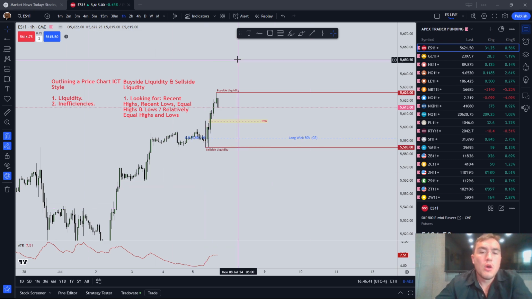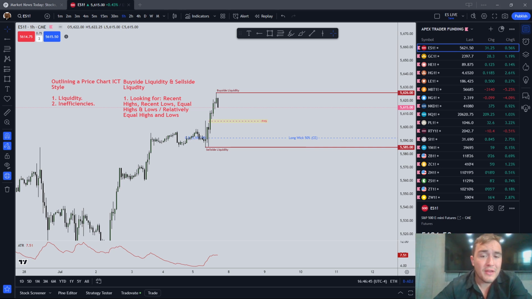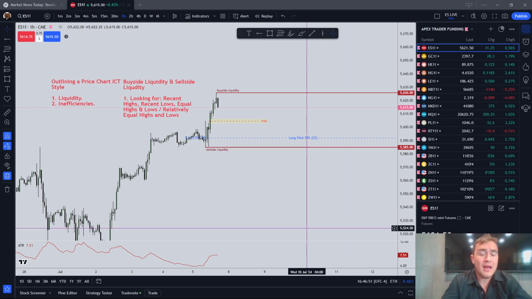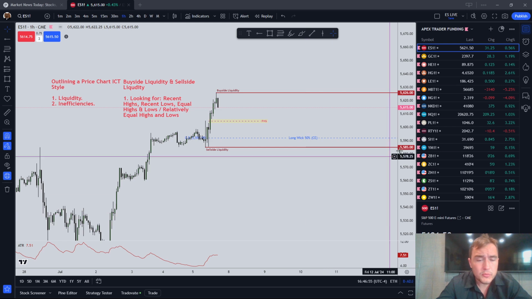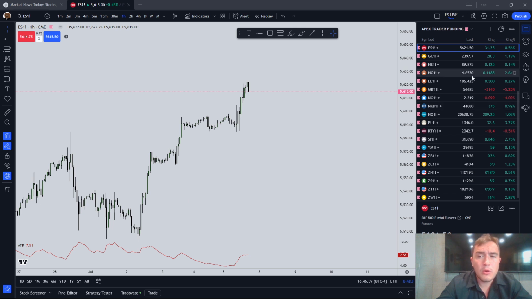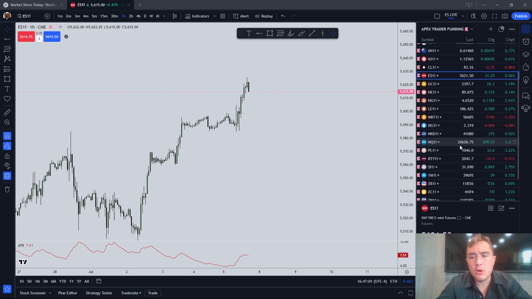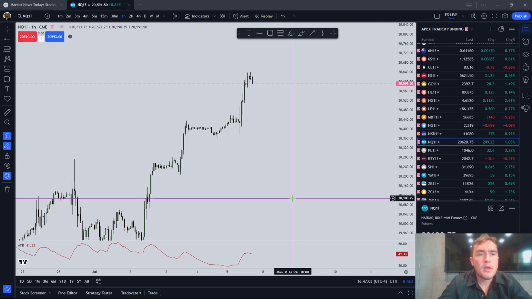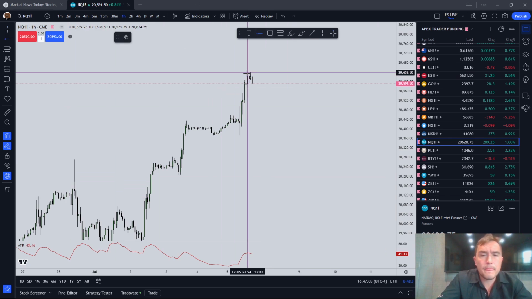So guys, what I've done here is I've outlined the buy side liquidity, I've outlined the sell side liquidity, and then I've marked any fair value gaps, and I've also marked a long wick inefficiency. This is how you draw up a chart using ICT's models. So let's do a few more examples of how we're going to mark up a chart ICT style. So we're here on the NASDAQ, and we see our all-time high there.